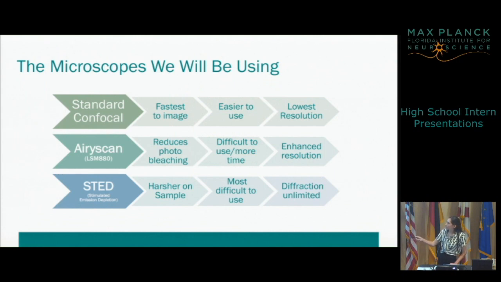Now, we have cutting edge microscopes here at MPFI, which I'll explain in this slide. We have a standard confocal, which is the fastest to image, the easiest to use, but compared to the other two, it will give us the lowest resolution.